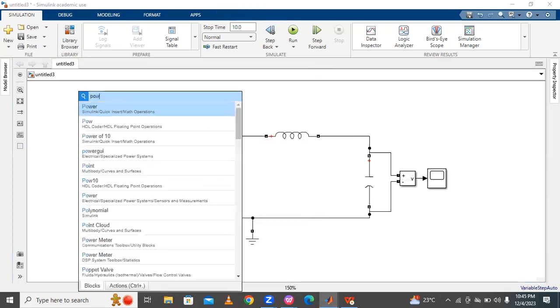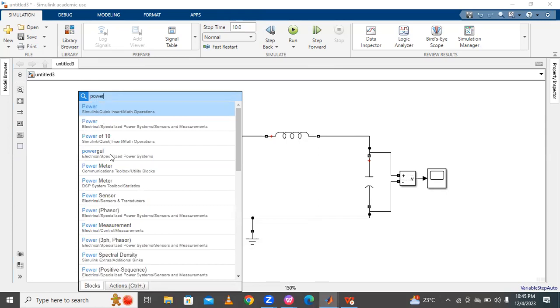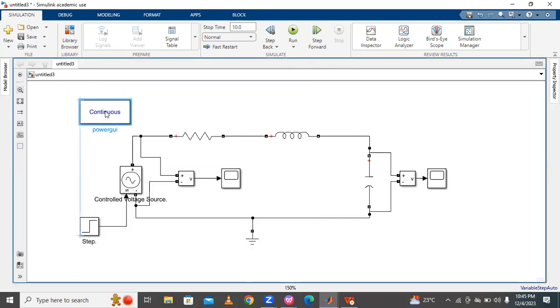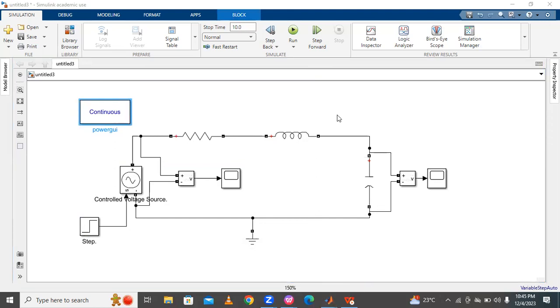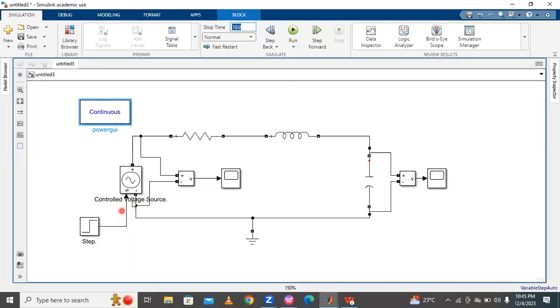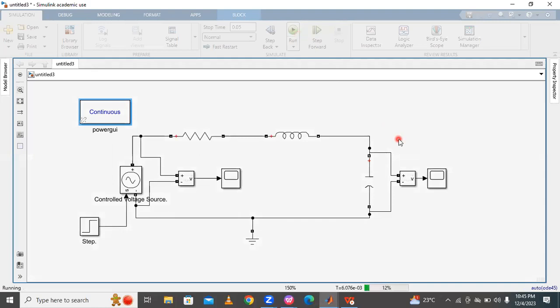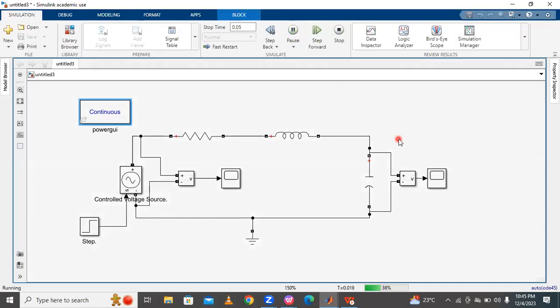Take one powergui and place it here. So this is our 100 ampere system connection. Then take one time, 0.05, and then simulate. Based on the response, we have to change the stop time. For the step input, what is the output?